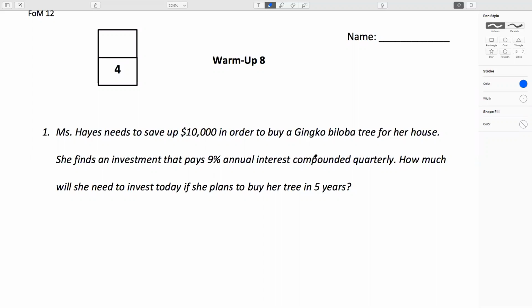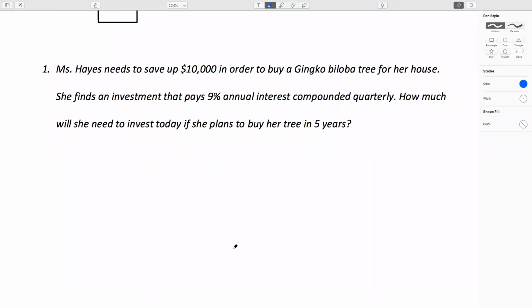So Mrs. Hayes needs to save $10,000 in order to buy a ginkgo biloba tree for her house. She finds an investment that pays 9% annual interest compounded quarterly. How much will she need to invest today if she plans to buy her tree in 5 years? So we've got a bit of unpacking to do with this question. So let's list our variables.